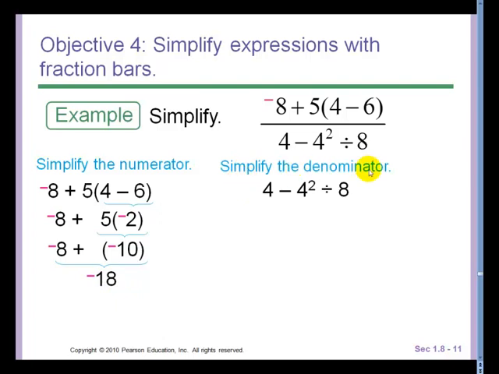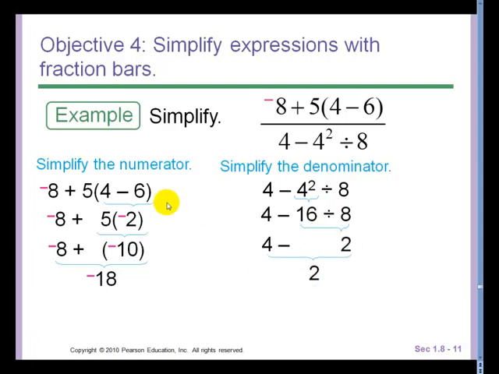Now we will simplify the denominator, the bottom. 4 minus 4 squared divided by 8. We have to do this exponent first, and we get 16. We have to do this division before we can do that subtraction. We get 2, then 4 minus 2 is 2.